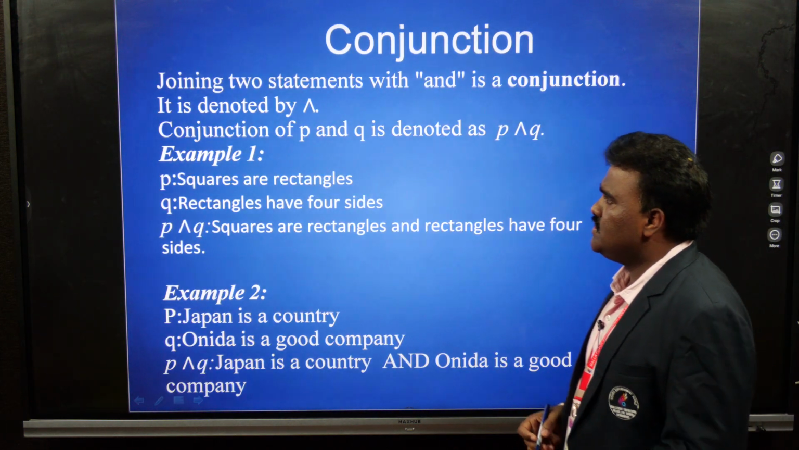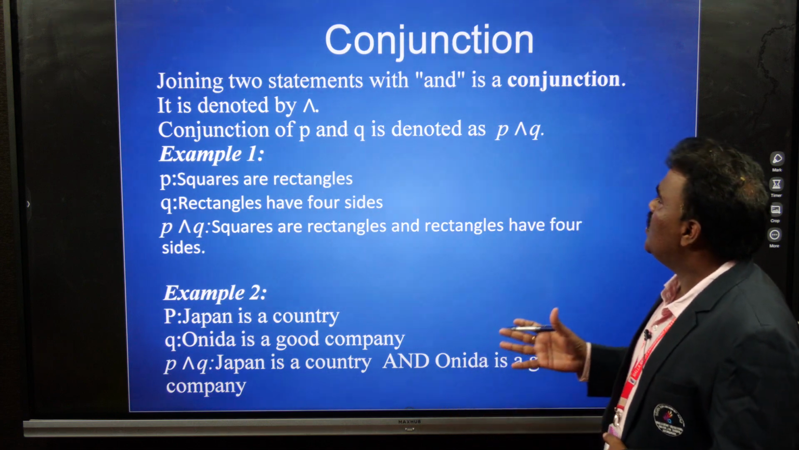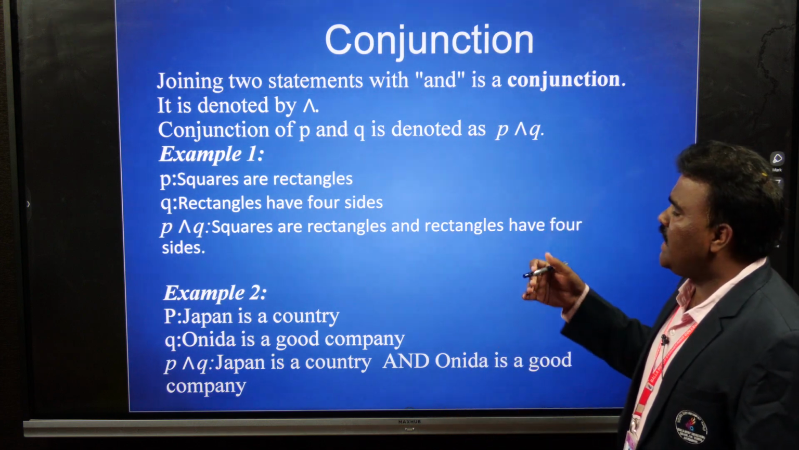So the next one is conjunction. Conjunction is represented with the AND operator.